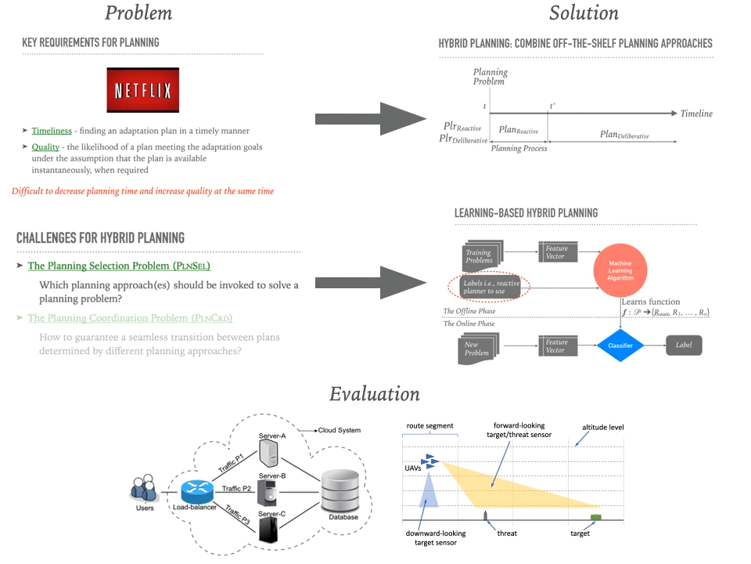Here is the summary of the talk. First, I talked about the timeliness-quality trade-off for planning and discussed hybrid planning as a potential solution to handle this trade-off. Then I talked about the two key challenges to implement hybrid planning. In particular, I discussed the planning selection problem and proposed the learning-based solution that uses probabilistic model checking to label the training problems. This learning-based approach overcomes the drawback of the condition-based approach, which requires domain expertise and hinders the reuse of hybrid planning. Finally, I presented the evaluation results of the learning-based approach.